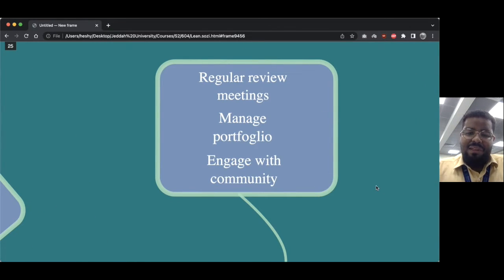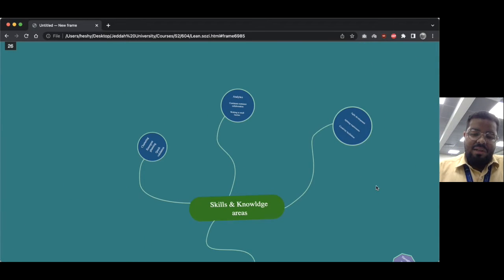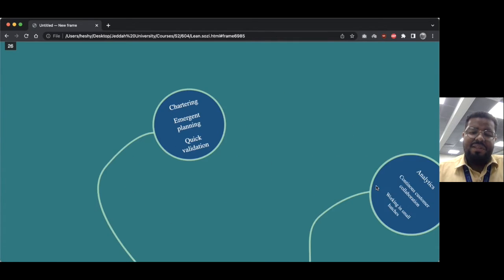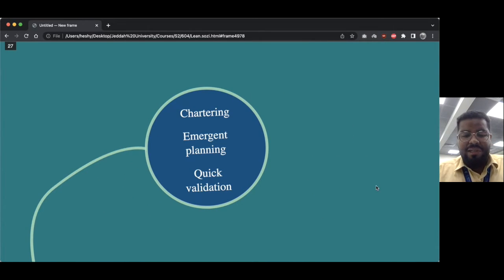After that, we should consider having regular review meetings, managing your portfolio, and engaging with the community, your customers, other designers, other companies, just to exchange details. After that, we have the skills and knowledge areas. First, chartering, emergent planning, and quick validation. We have to be as precise as possible when we are moving forward and avoid wasting any effort.